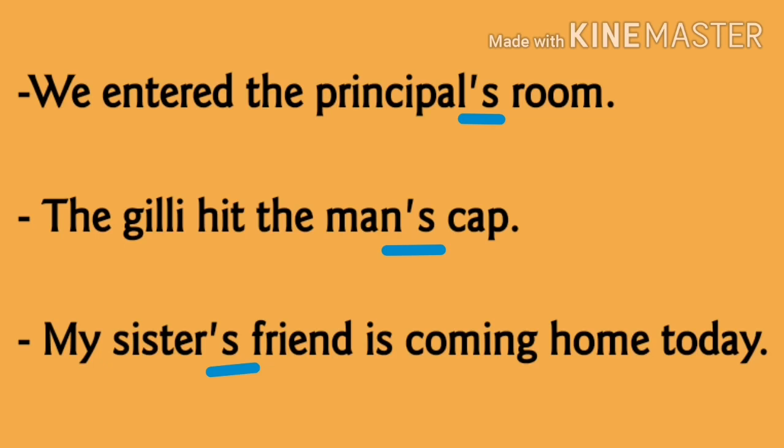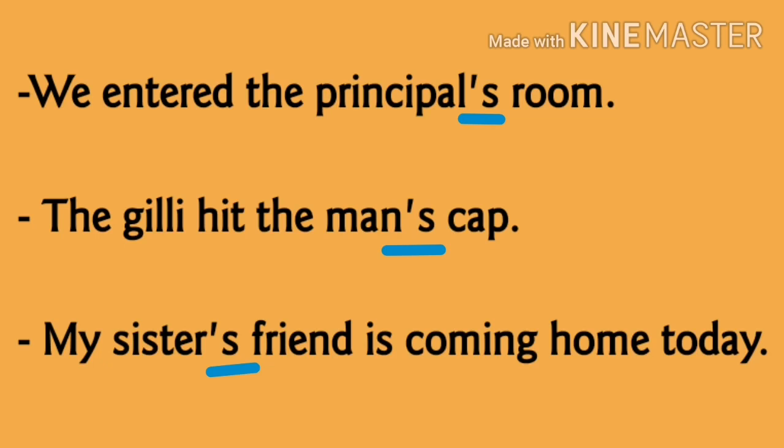Okay. Now let's see some other examples. We entered the principal's room. So the room belongs to the principal. The next one, the gilly hit the man's cap. The cap belongs to the man. The next one, my sister's friend is coming home today. So here the friend belongs to my sister. That's why we put the apostrophe and s.